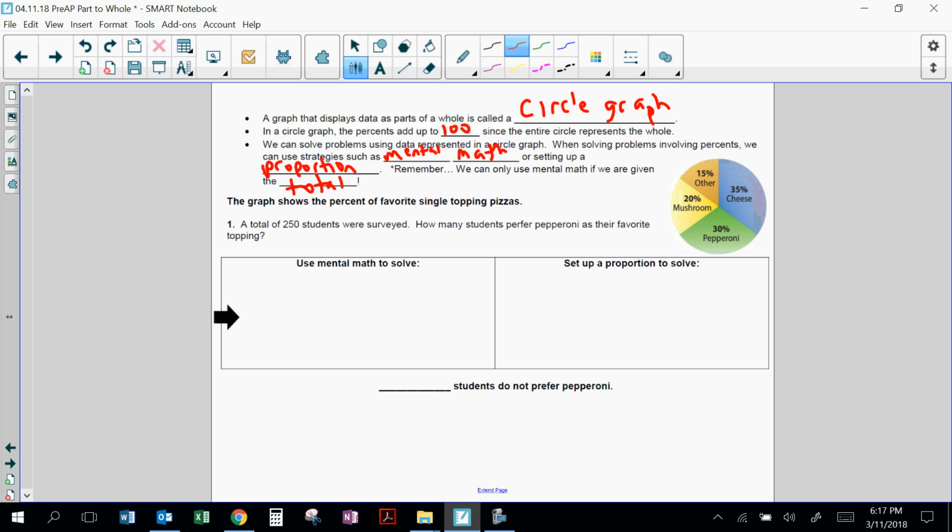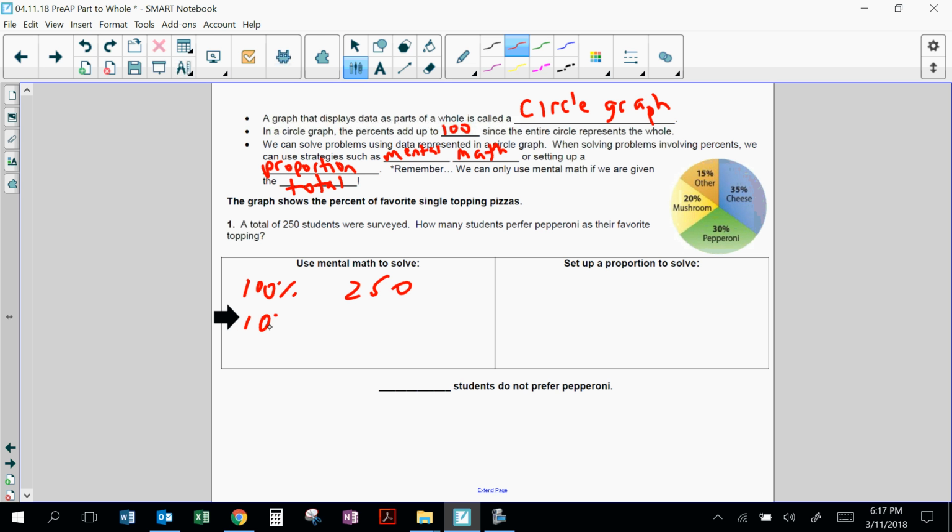So here is a circle graph about the percent of favorite single topping pizza. A total of 250 students were surveyed. How many students prefer pepperoni as their favorite topping? So let's see. If we know 100%, so we're going to use mental math, 100% is 250 students.